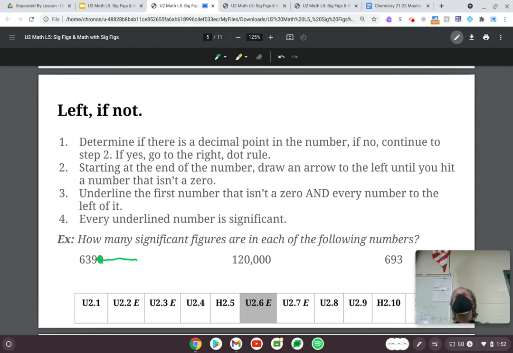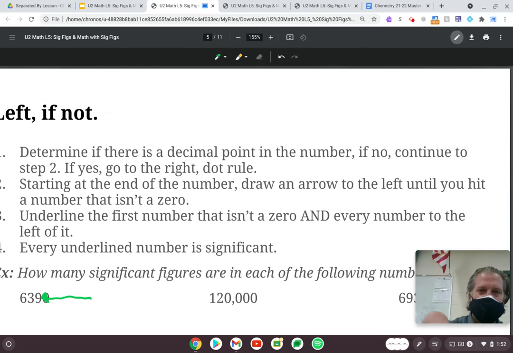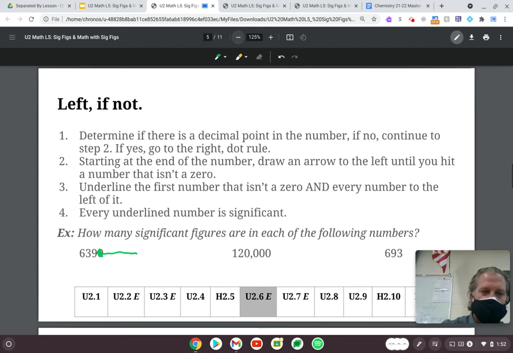All right. So I came in from the left, and now I start counting that non-zero digit until I get the rest of them. So the 9, the 3, and the 6 are significant. So I would say that this is 3 significant figures.